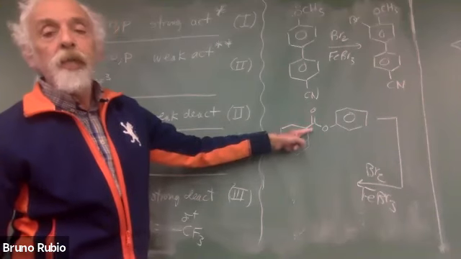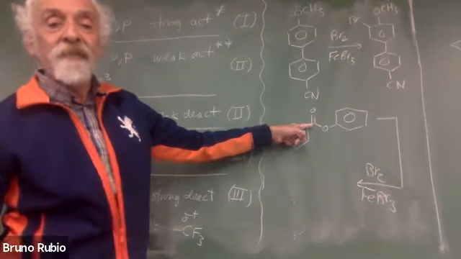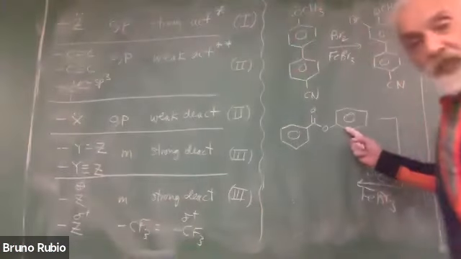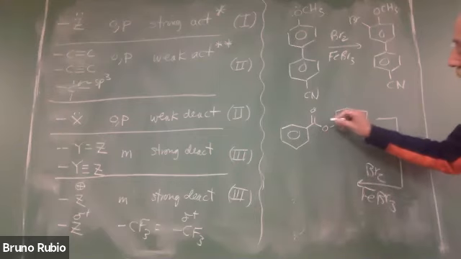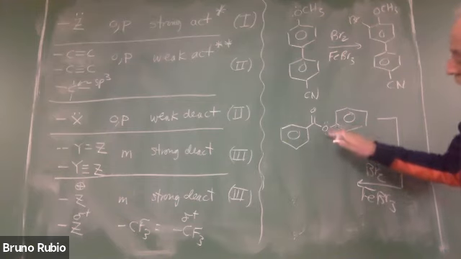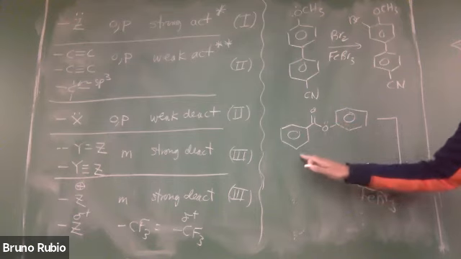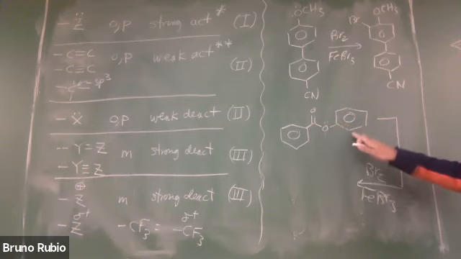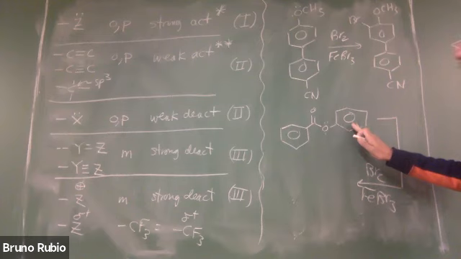That's a meta-directing strong deactivator. This benzene ring, the atom directly bonded to it, has an unshared pair of electrons on it. And is this a halogen? No. So this is a strong activator. One ring is deactivated, the other ring is activated. So the ring on the right is going to get the new Br.